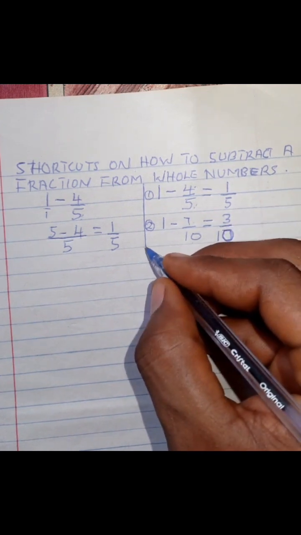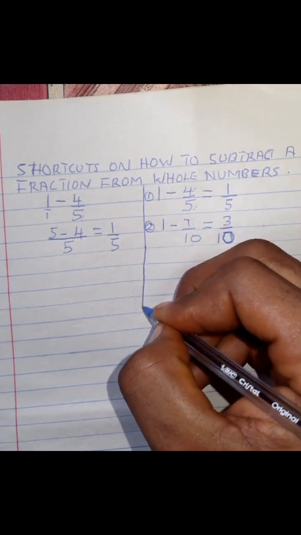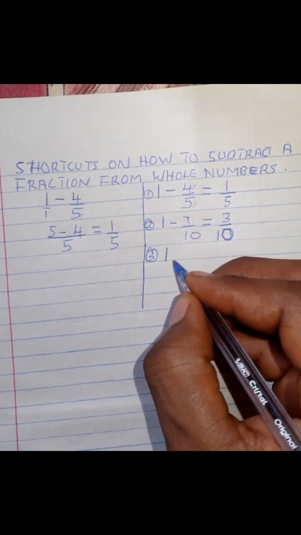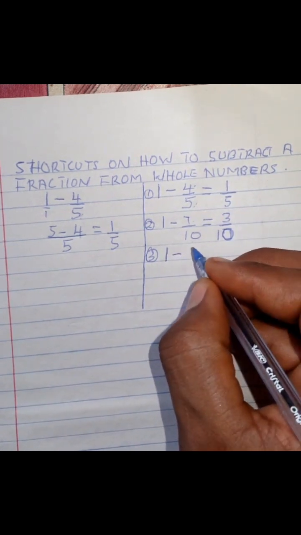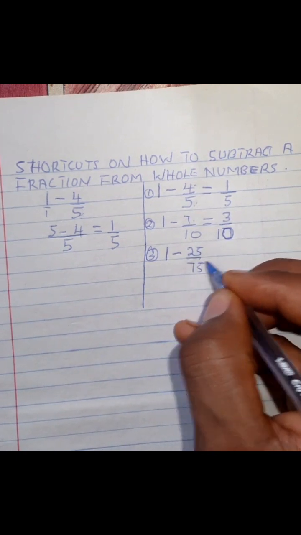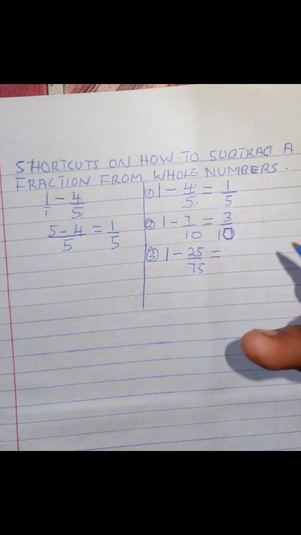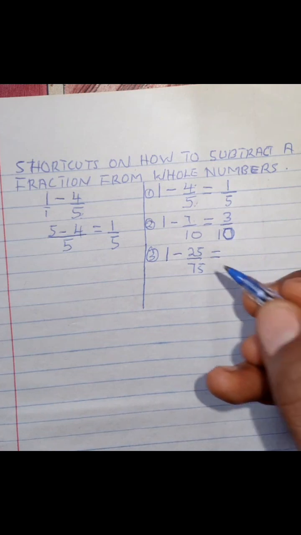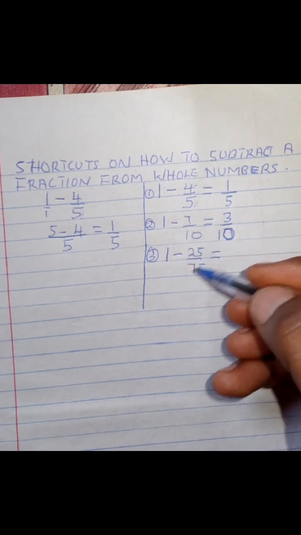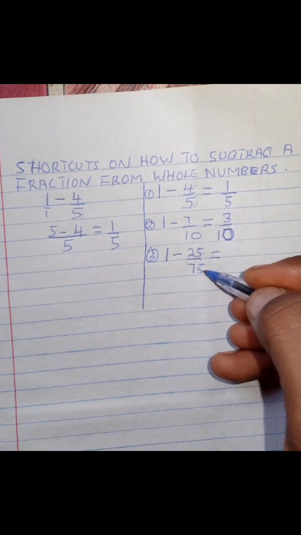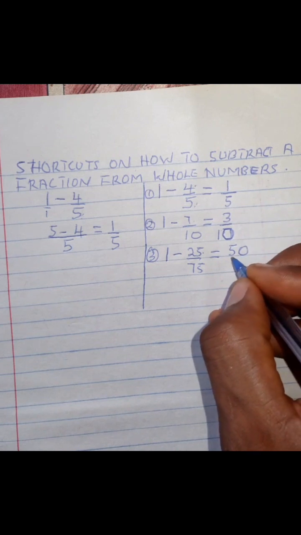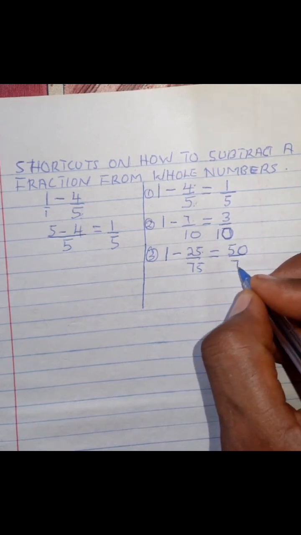Alright, let's look at another example. So assuming I have example 3, I have 1 minus 25 out of 75. Alright, somebody said this is too big, but there is a shortcut for it. So far as I am subtracting from 1, I'll ask myself, what number will I add to the numerator, which is 25, to make it 75? And that number is 50. Then out of the denominator, 75.